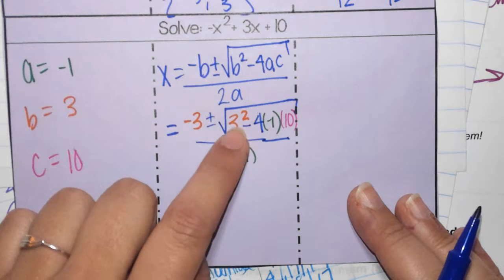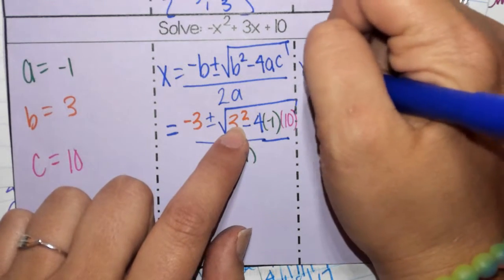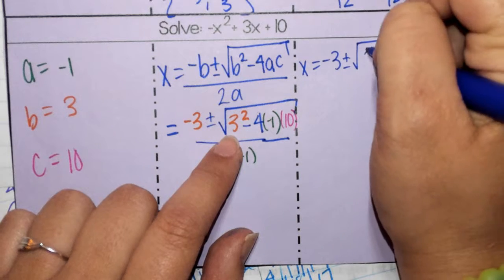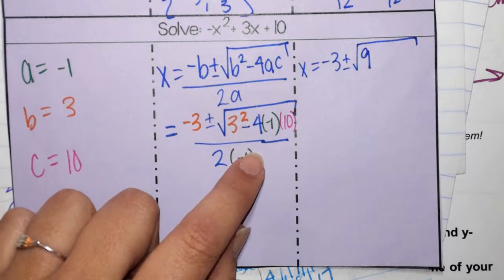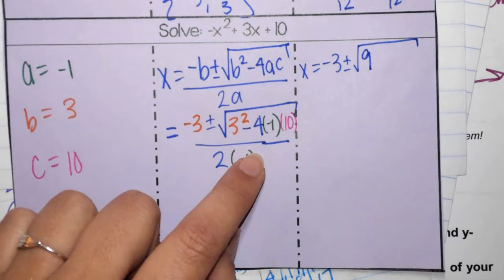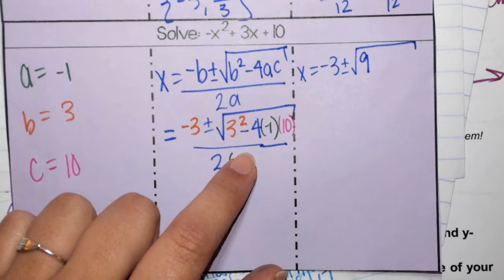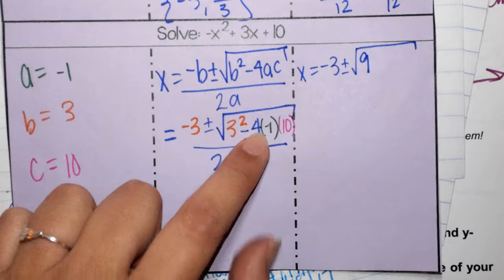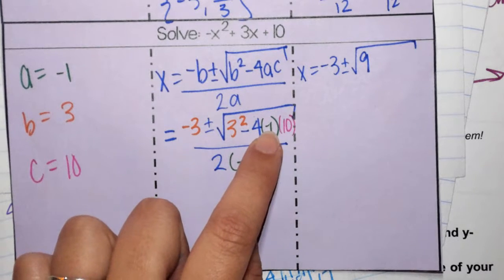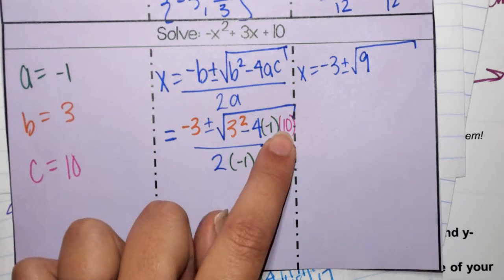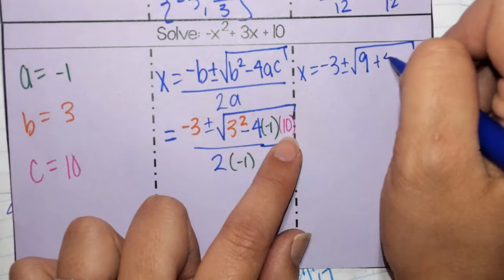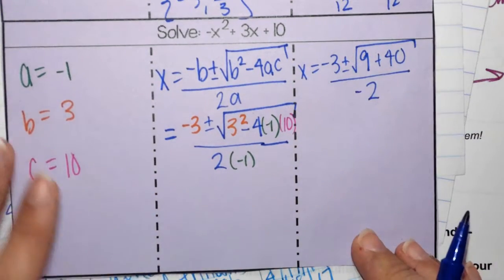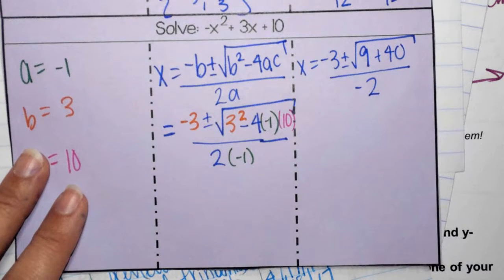All right, so now we do 3 squared, which is 9. Okay, does everybody see where I got that 9 from? I got it from 3 squared. Now I'll do -4 times -1, which is plus 4, times 10 is 40. So 9 plus 40, divided by -2. Okay, we'll pause.